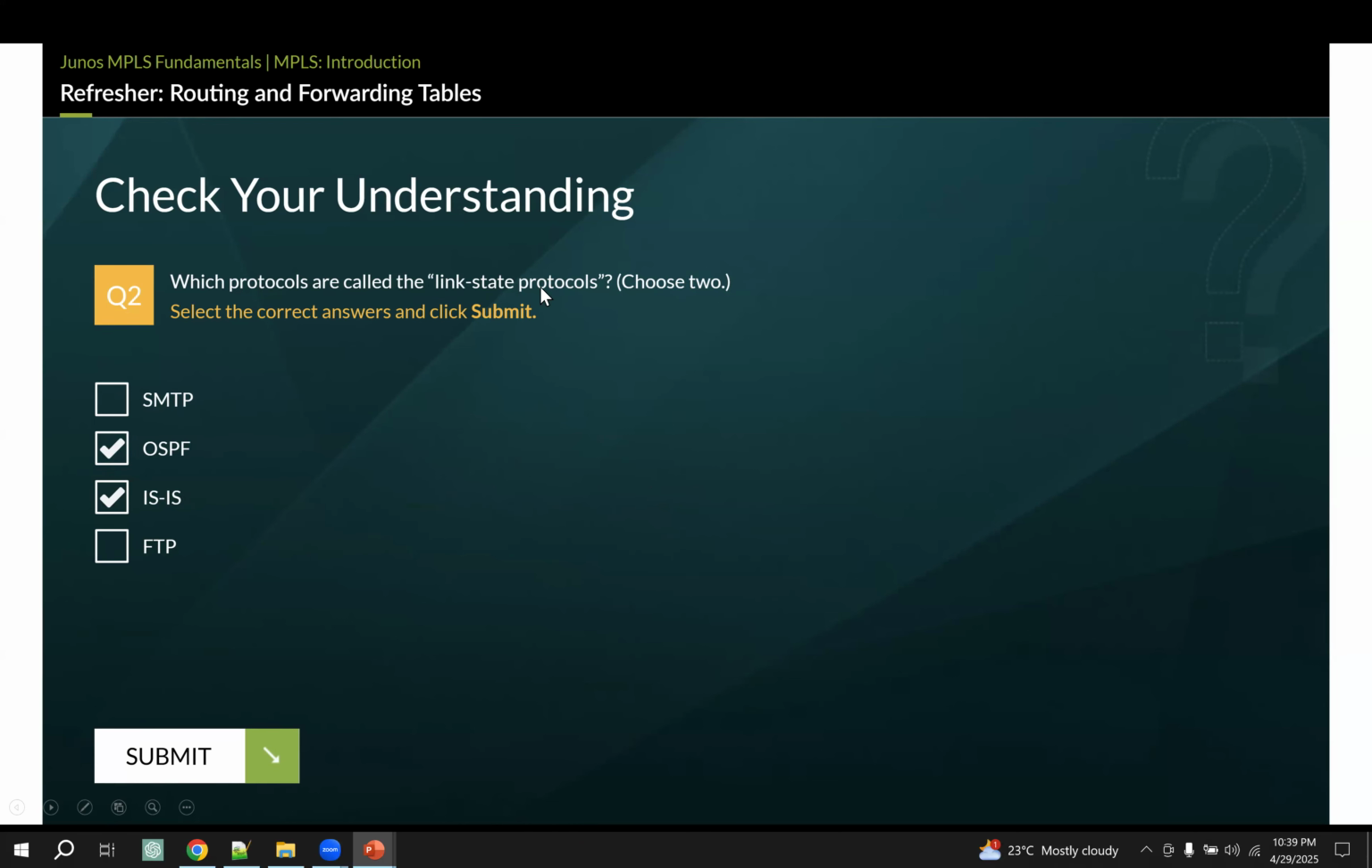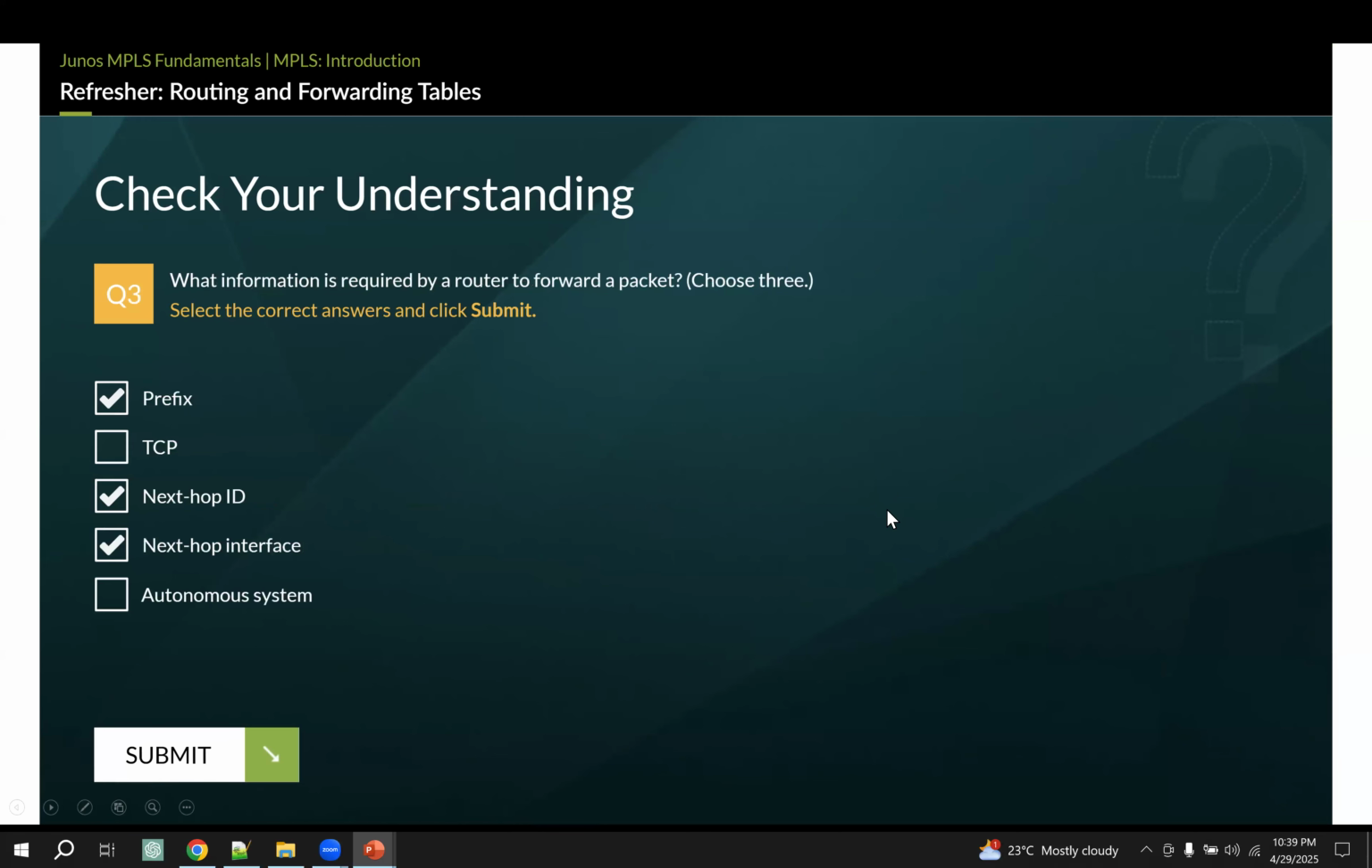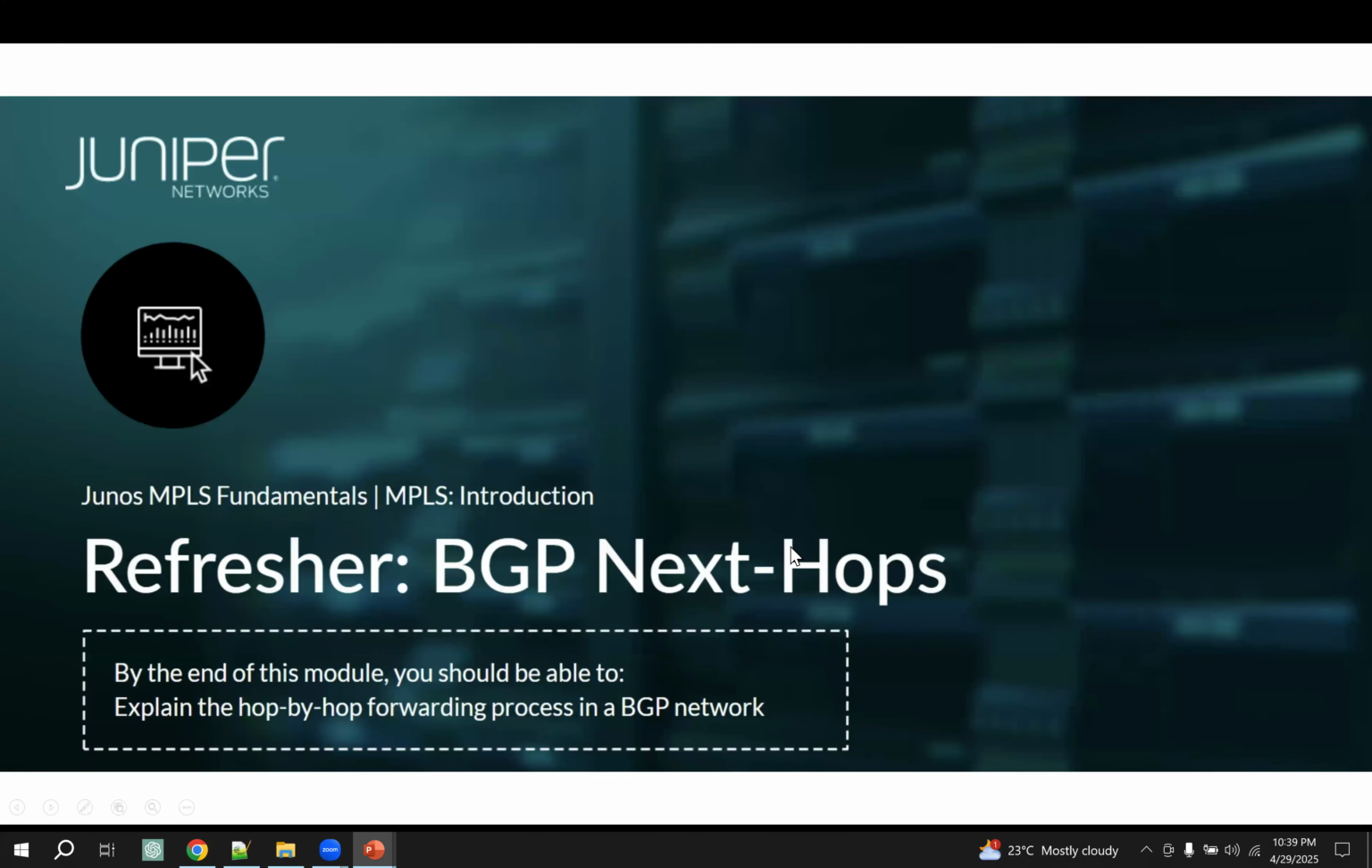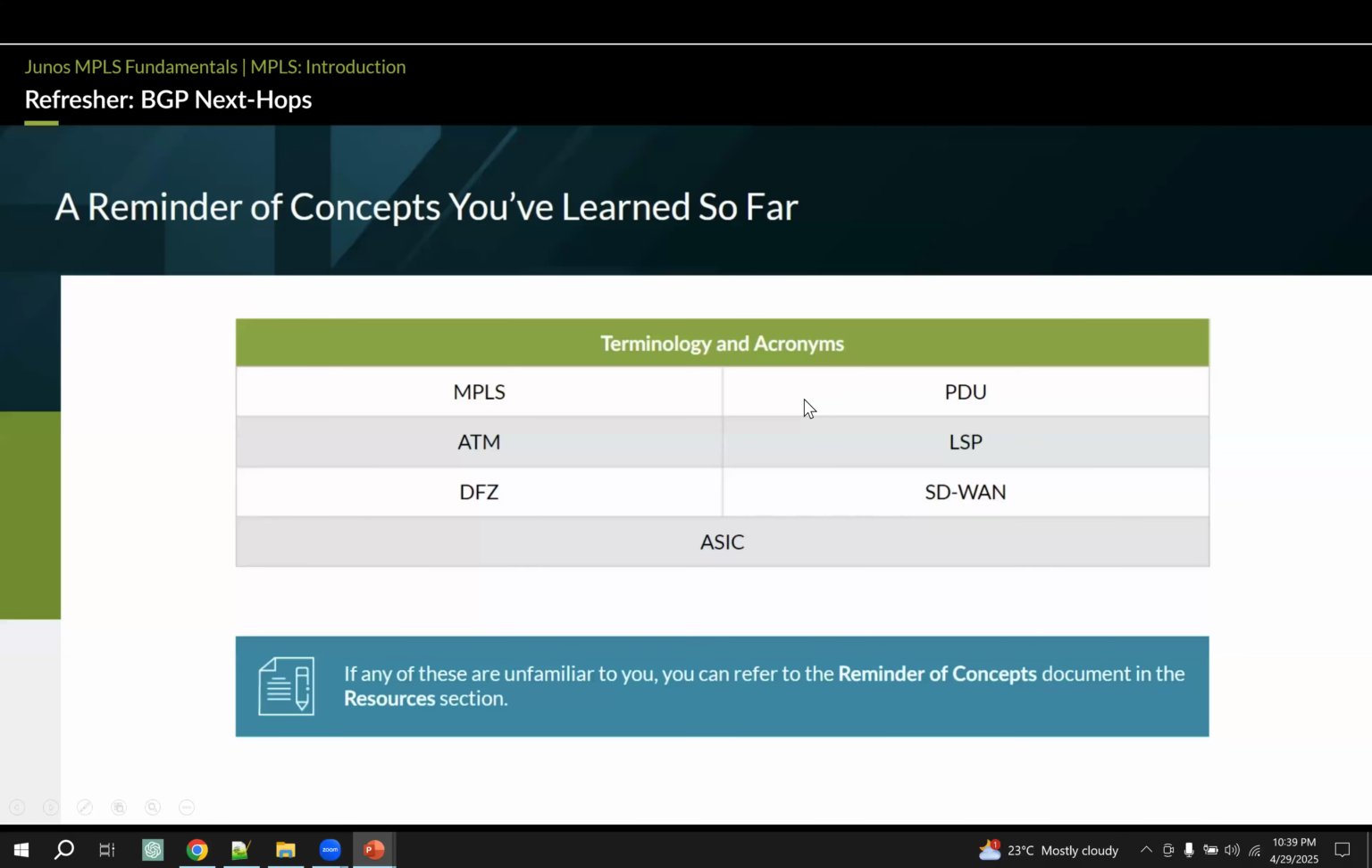Which protocols are called link state protocols? We know it better. OSPF and ISIS are link state protocols. Simple question: what information is required by a router to forward a packet? That means just recalling the forwarding table. In the forwarding table, prefix, next hop IP, and next hop interface, these three pieces of information are required. Refresh: BGP next hop is an attribute of BGP. It's a mandatory attribute of BGP.